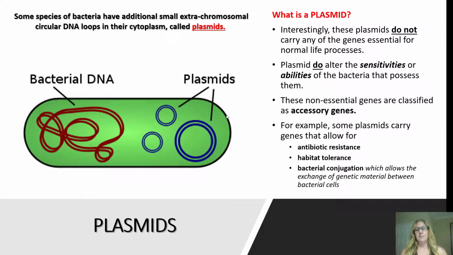So some of the abilities and traits that we see carried on these plasmids would be antibiotic resistance, habitat tolerance, and we see all sorts of different tolerances out there. The more we look, the more we find. And then bacterial conjugation, which we'll talk about a little bit later. Bacterial conjugation allows the exchange of genetic material between bacterial cells.